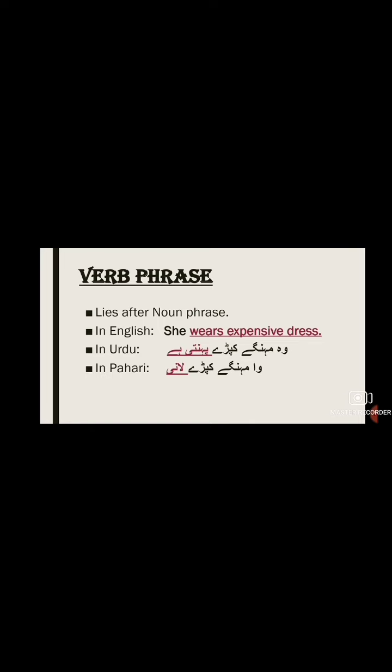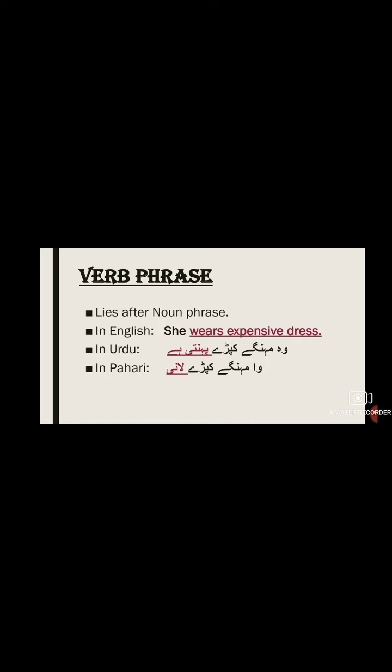Position and structure of verb phrase in Urdu is different as compared to English. Above sentence in Urdu can be written as वो महंगे कपड़े पहनती है. So here पहनती है is verb phrase which comes at the end of the sentence. So here the difference is of position. Now let's come towards structure. If we see the structure, noun phrase is coming before verb, unlike English.